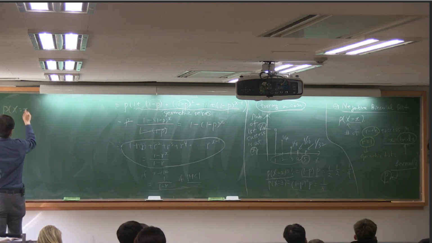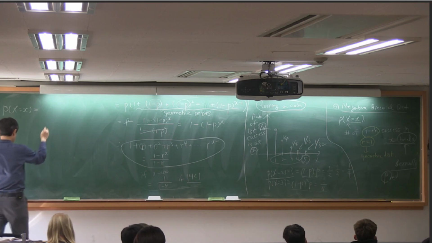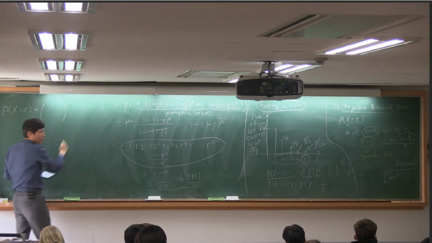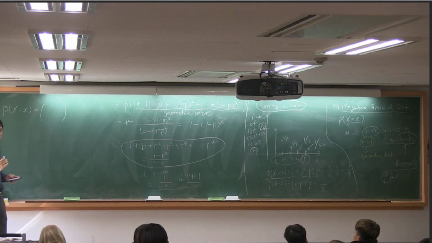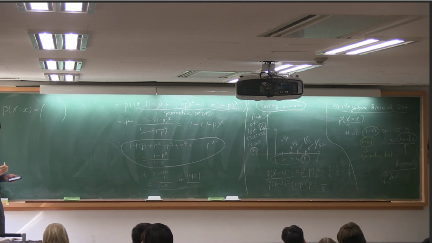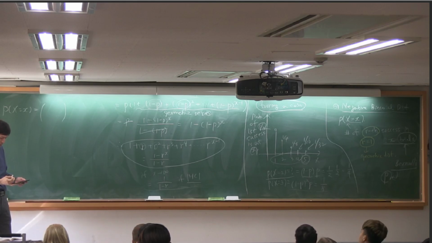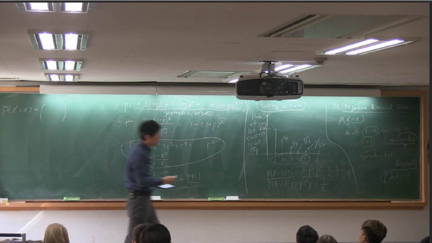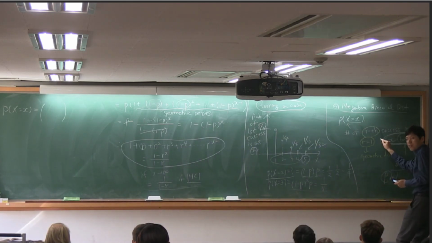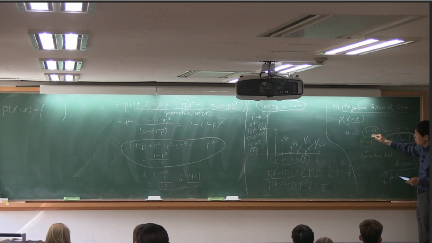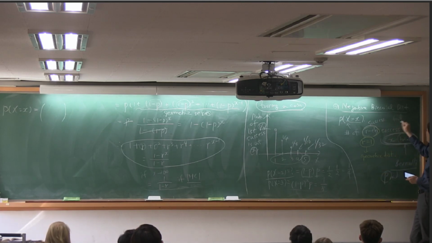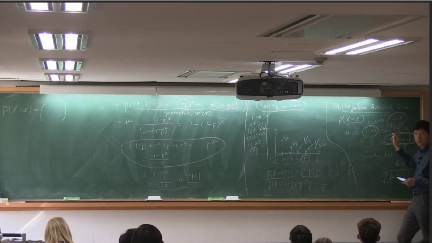So for the probability of x, there should be r successes in x trials. Then how many failures should there be? In x trials, how many successes? r successes, and how many failures? x minus r failures.